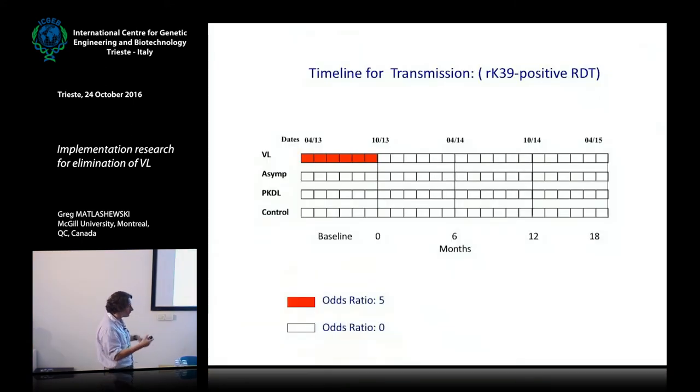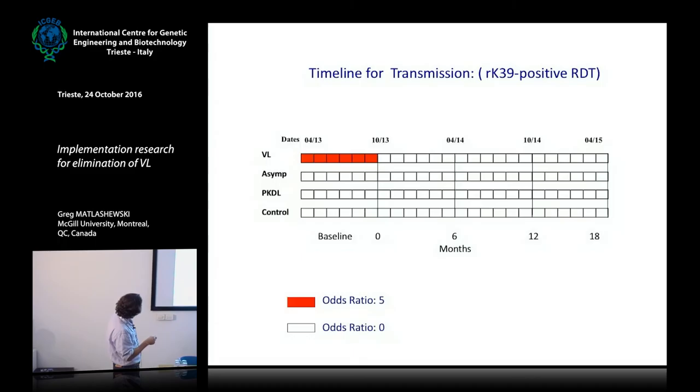So I won't go through the data, but I'll just give you a schematic, which I think is quite interesting. So this is the baseline here. This is where we first go into the village, and we're testing family members. The key is the family members that we're interested in. We're not interested in the cases so much, but it's the family members. And this is just looking at RK39 positive. So if somebody has visceral leishmaniasis, then around them, the people living around them, we have a lot of RK39 positive, an odds ratio of over 5.